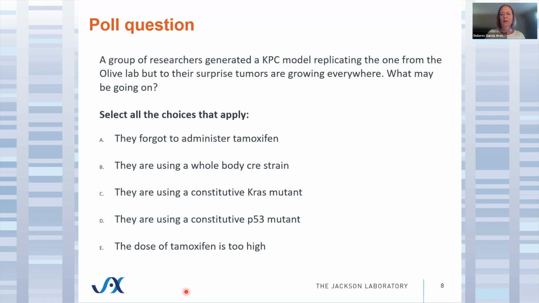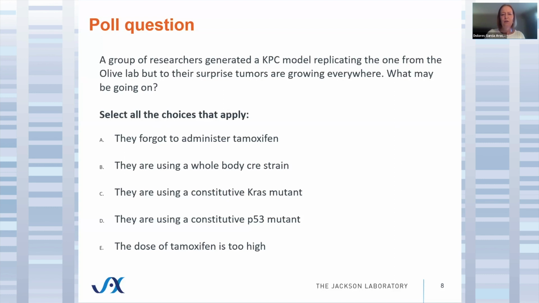So on the next slide, I wanted to pull in a poll question so you can all participate. The poll question reads as follows. A group of researchers, which is the real case that I was talking to you about, generated a KPC model, but to their surprise, tumors were growing everywhere. So that's when they called us. What may be going on?